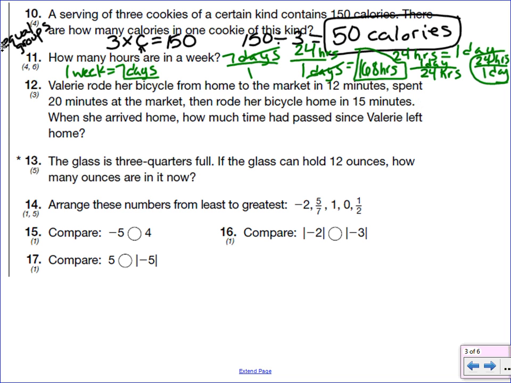So this is a combining problem from lesson 3. So we have some, 12 minutes she took riding to the market, plus more, the 20 minutes she spent at the market, plus some more, the 15 minutes it took her to bike home. So 12 plus 20 is 32, plus 15 is 37, so 37 minutes.